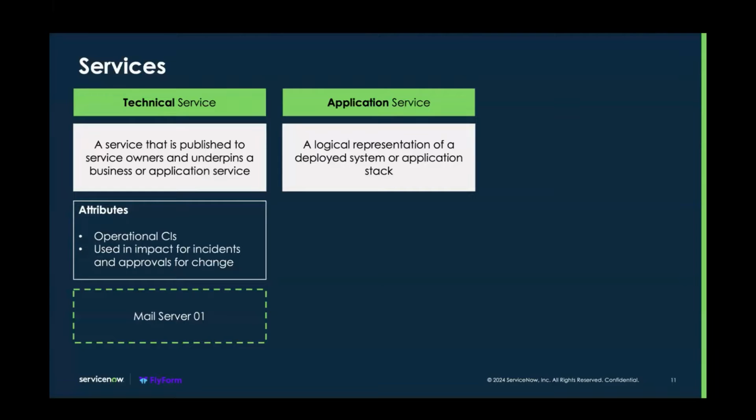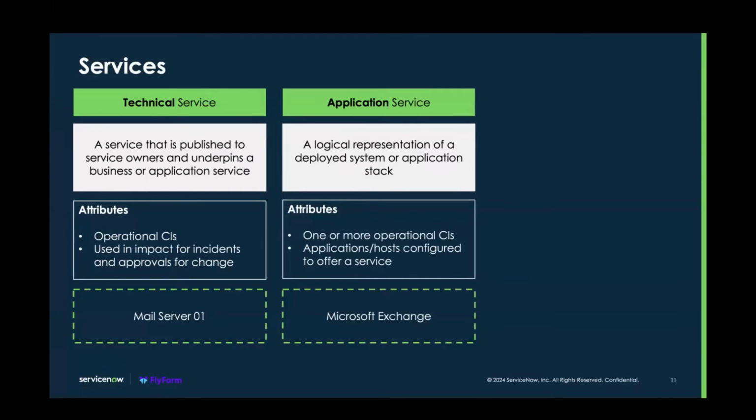An application service is a logical representation of a deployed system or an application stack. What we mean by that is that it usually consists of one or more operational CIs, like multiple mail servers, for example, and the applications and hosts configured to offer a particular service. So this is as we're transitioning from the bare metal, the core components, through to a service value-adding piece of equipment. Microsoft Exchange is a really good example of that. You have a number of mail servers that form the Microsoft Exchange stack. Not everybody who works for an organization would know what Microsoft Exchange means. So that application layer is very specifically for people within an organization who are technically operating particular services, normally the people that sit within IT.